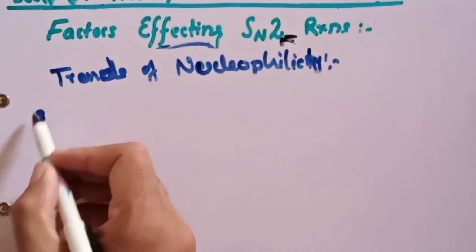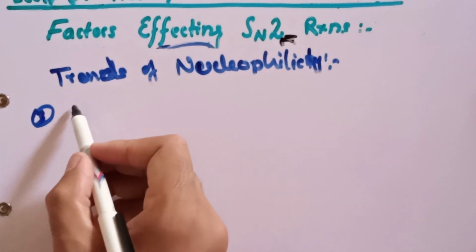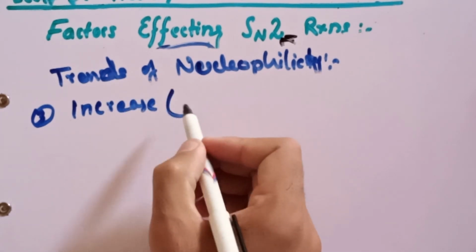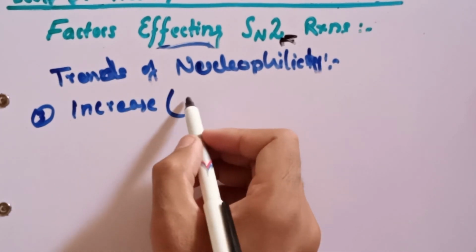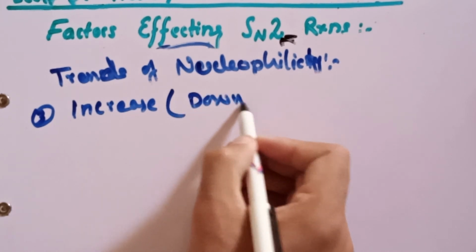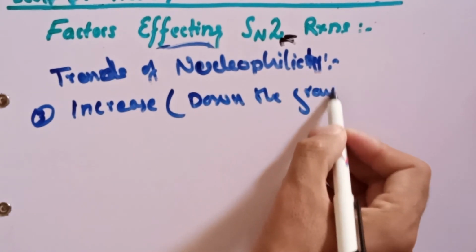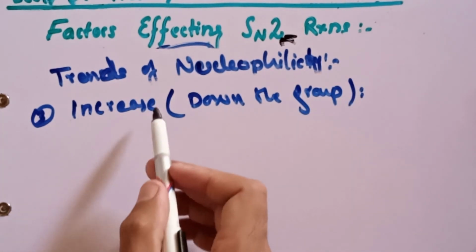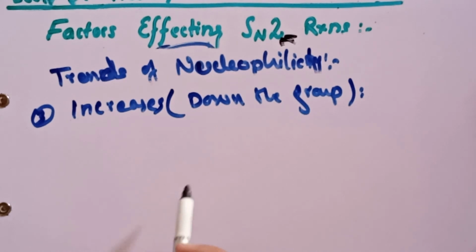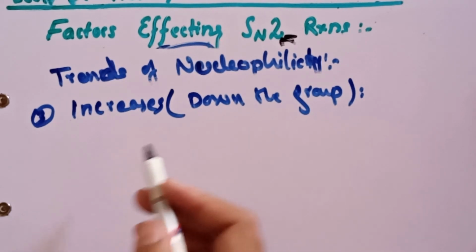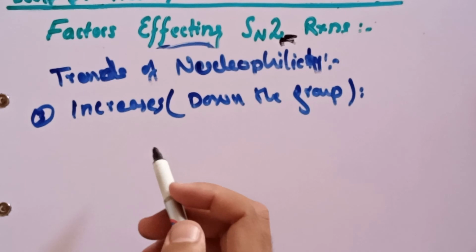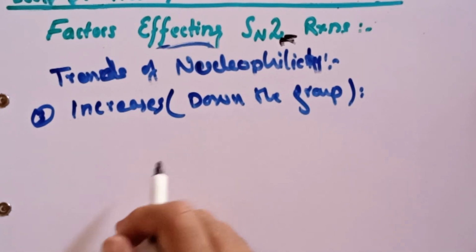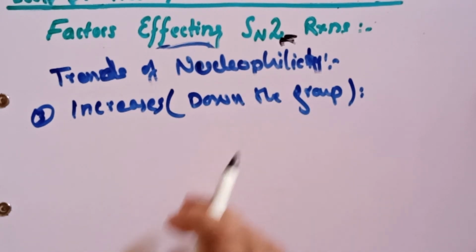The third trend is that nucleophilicity increases down the group, from top to bottom. Why does it increase? The nucleophilicity increases because the size of the atom, ion or molecule increases from top to bottom, down the group.